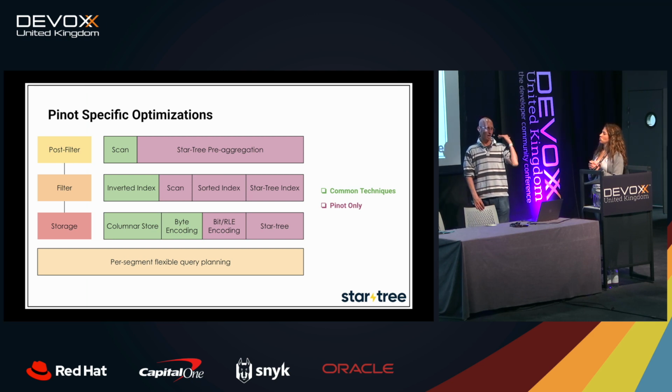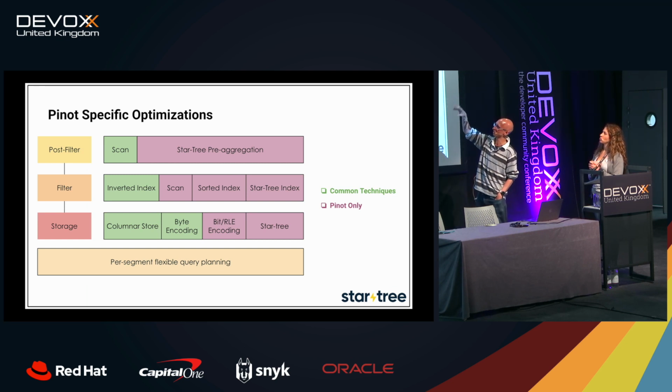So it's working out where there are optimizations at the storage level. We kind of talked a little bit about that. There are then optimizations at the filtering level, which is those different indexes. So are we going to scan it? Are we going to use an inverted index? Are we going to use a JSON index? Or are we going to use a StarTree index?